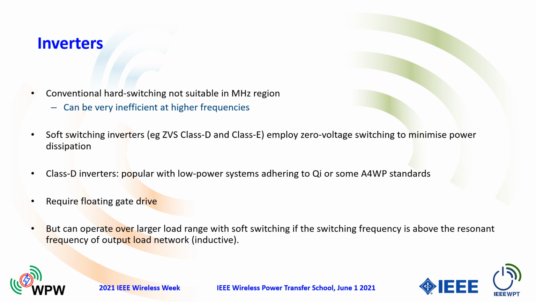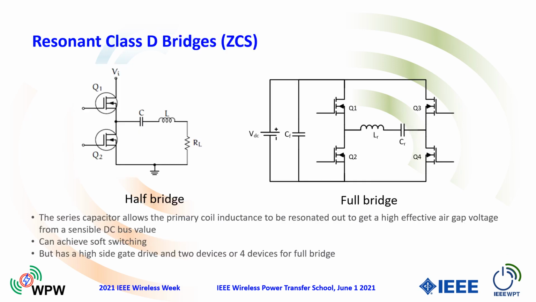Class D types of inverter are indeed popular in the lower power systems with Qi. One of the issues with them, of course, is that they require a floating gate drive. They can operate over a large load range, so there are some advantages as well, but they don't scale brilliantly into high frequency, particularly due to the fact that they've got to have that high side gate drive. And of course, they use more silicon. They've got at least 2 transistors, typically 4 transistors in an H-bridge configuration, as you can see here.